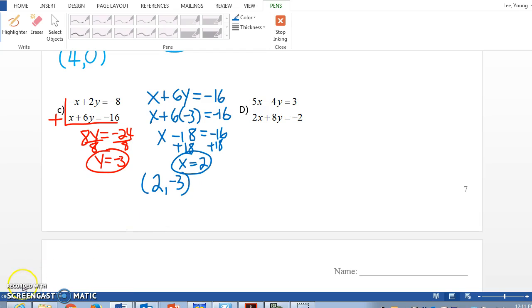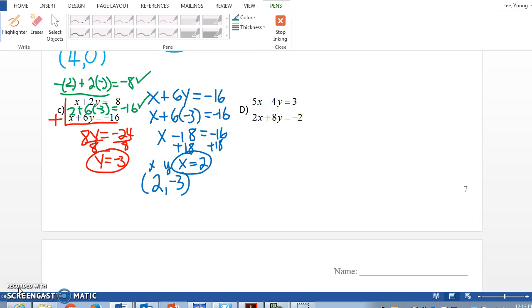Now pause the video. Make sure you check your answer in your calculator. Make sure you substitute x with 2 and y with -3. Please check it. Please pause the video. Everyone should be able to check these answers like what I did in green. You put this part on your calculator to see if you get -8. Put this part on your calculator to see if you get -16.